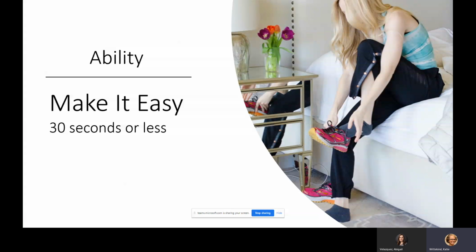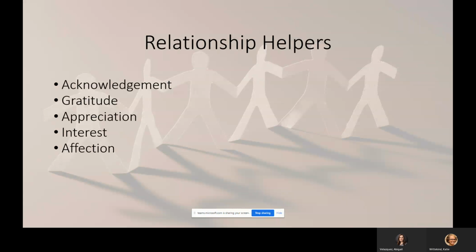So let's talk about how this relates to relationships. On the slide is a list of things that really support relationships. So these are things like showing acknowledgement, showing gratitude, showing appreciation, showing interest, and showing affection. Now, these obviously mean different things in different relationships, but let's talk a little bit about what a 30-second easy behavior might be on each of these.